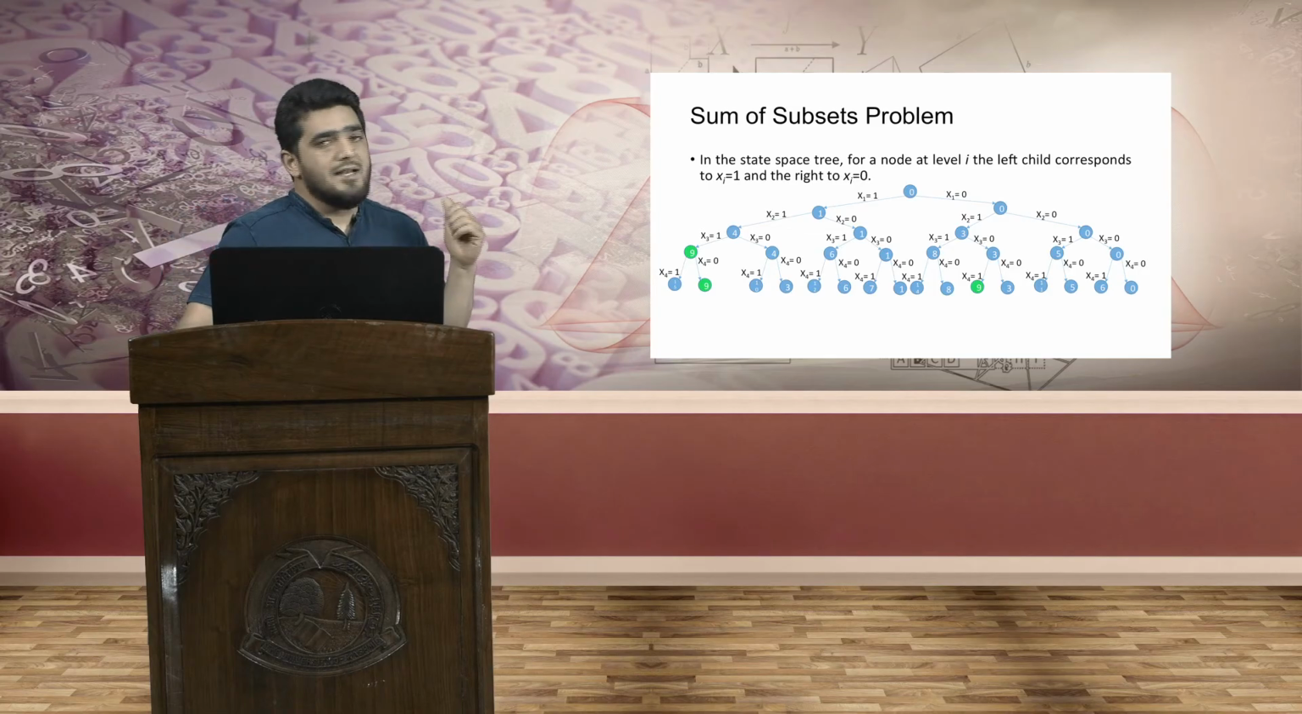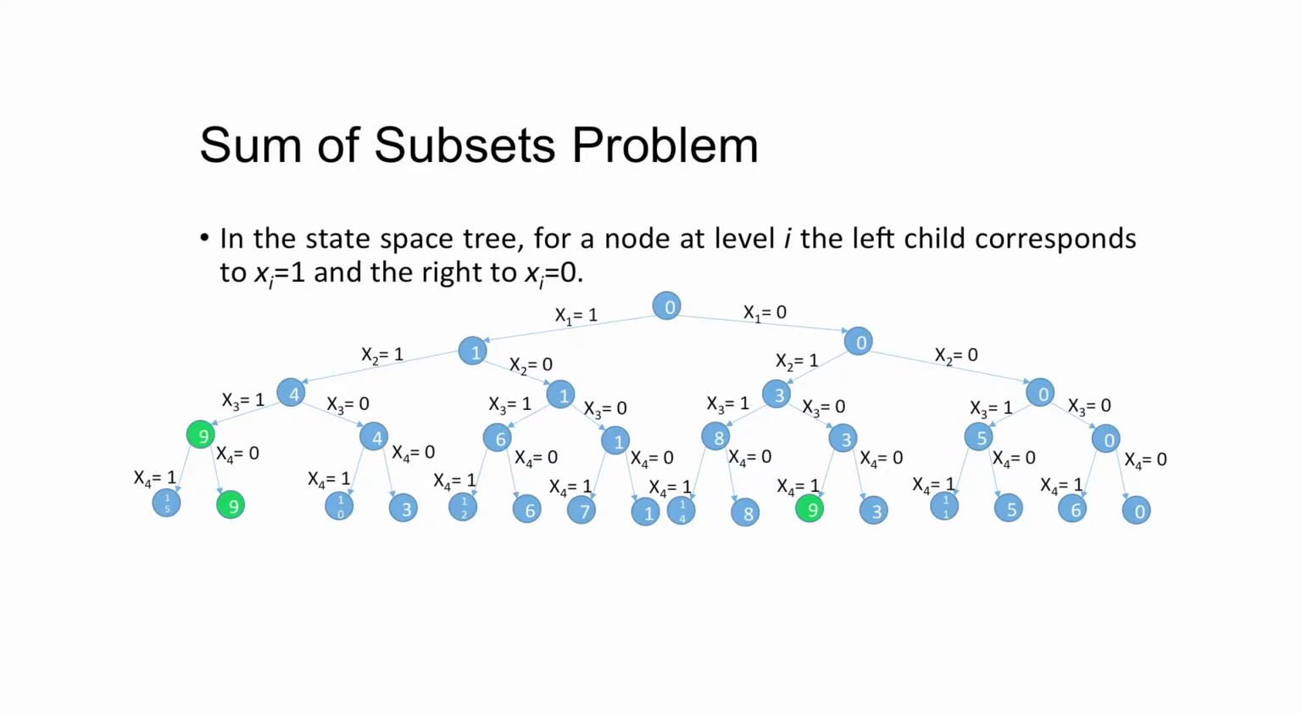So for a node at level i, when we are considering weight number i, the left child corresponds to xi is equal to 1. For example, if we take this node here and the decision has to be made for weight number 2, the left child for this node, x2 is equal to 1, means that we are considering weight number 2, and the right child, referring to x2 is equal to 0 in this case, means that we are not considering weight number 2.